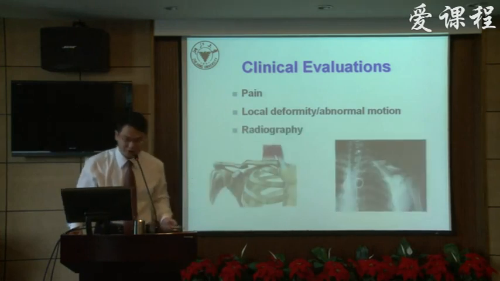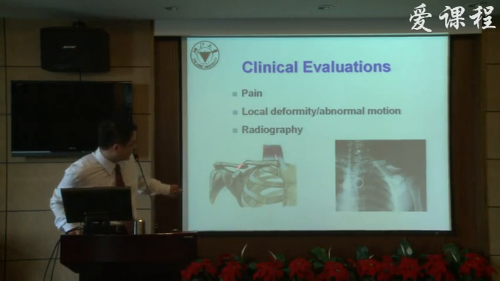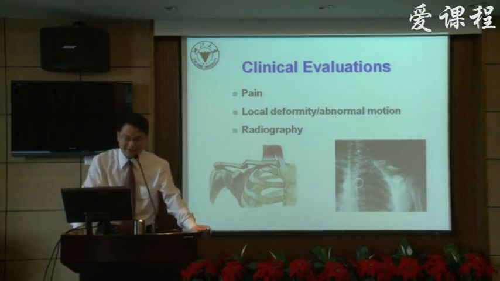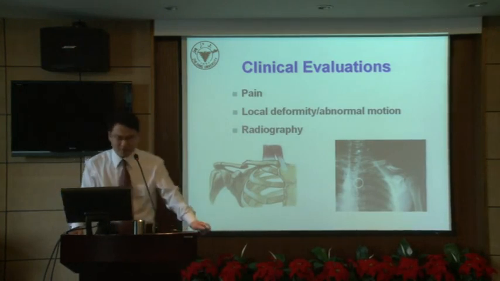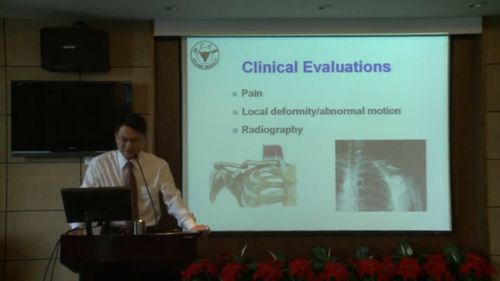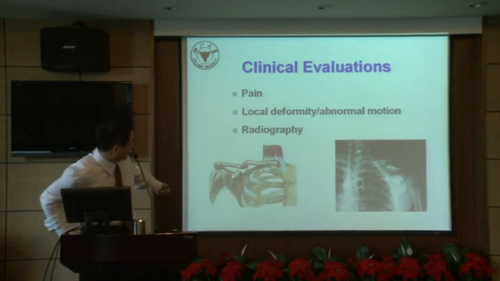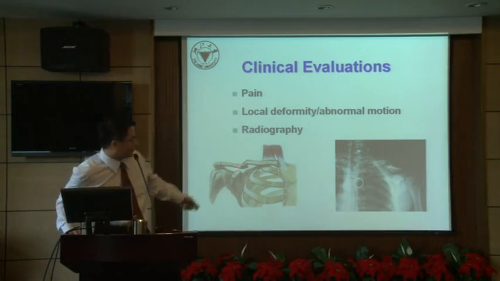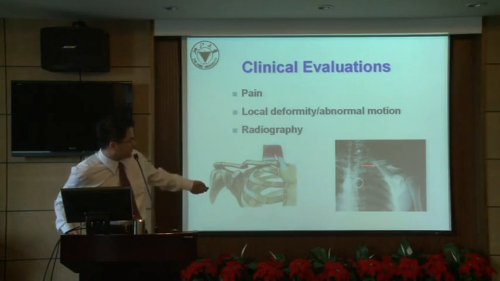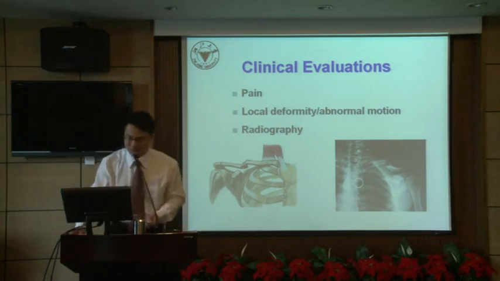Here, if the fractures are in the middle 1/3, due to the traction from the attached muscle, the inner side of the fracture will dislocate a little bit upward, while the distal fracture end will remain in the same place due to the ligament contraction here. This is a typical image of clavicle fracture in the middle 1/3. This proximal end dislocates upward.